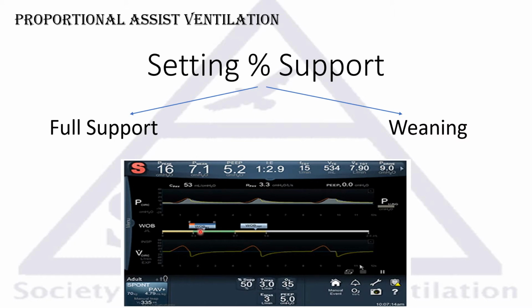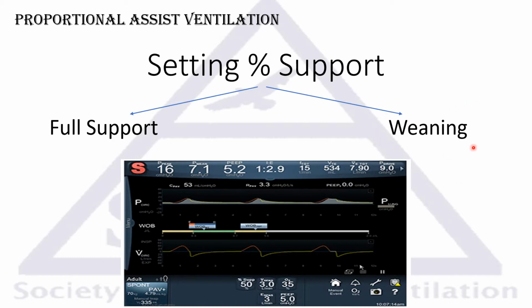And by the time the mechanics are improving, the compliance or resistance, you will notice that the driving pressure will decrease and the tidal volume will increase, so you can adjust the percent support to attain your goals of driving pressure, tidal volume, of course respiratory rate, and everything.